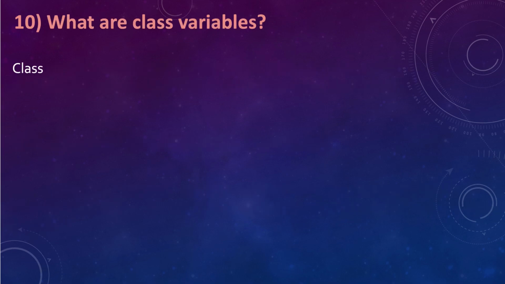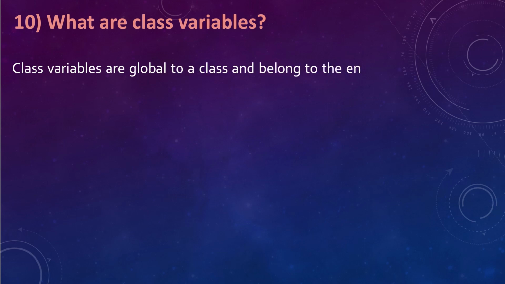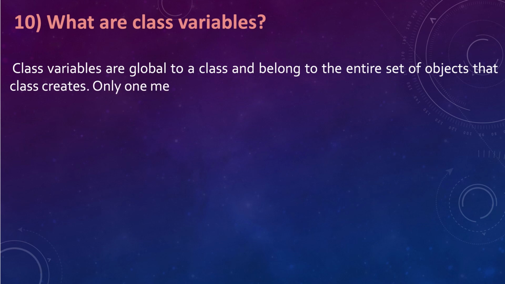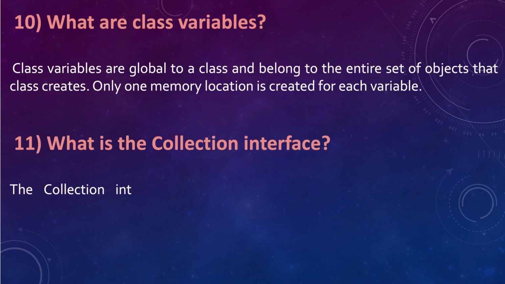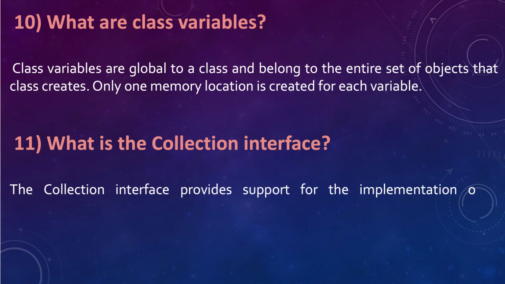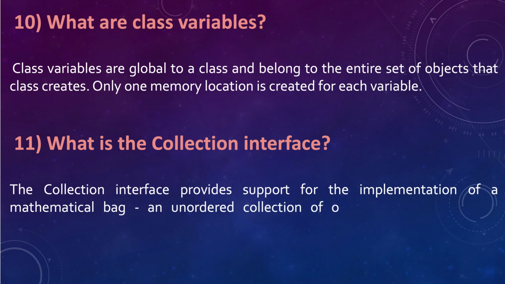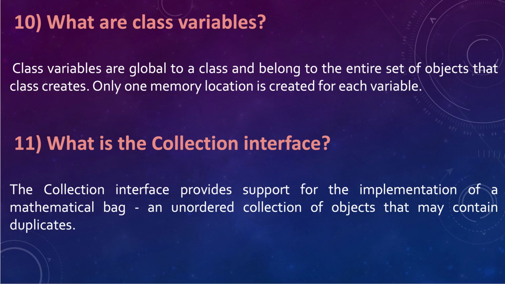What are class variables? Class variables are global to a class and belong to the entire set of objects that the class creates. Only one memory location is created for each variable. What is the collection interface? The collection interface provides support for the implementation of a mathematical bag, an unordered collection of objects that may contain duplicates.